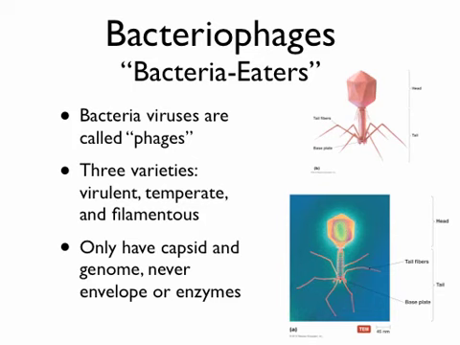And there's 3 varieties of bacterial phages: virulent phages, temperate phages, and filamentous phages. Virulent and temperate phages are similar, and they both look like that. Filamentous phages are completely different. We'll talk about them another time. All bacteriophages have a capsid and a genome. That's it. They're protein and DNA. They never have envelopes. They never have enzymes, at least as far as I'm aware. There's been a few that have been engineered to have them, but in their natural state, they don't.